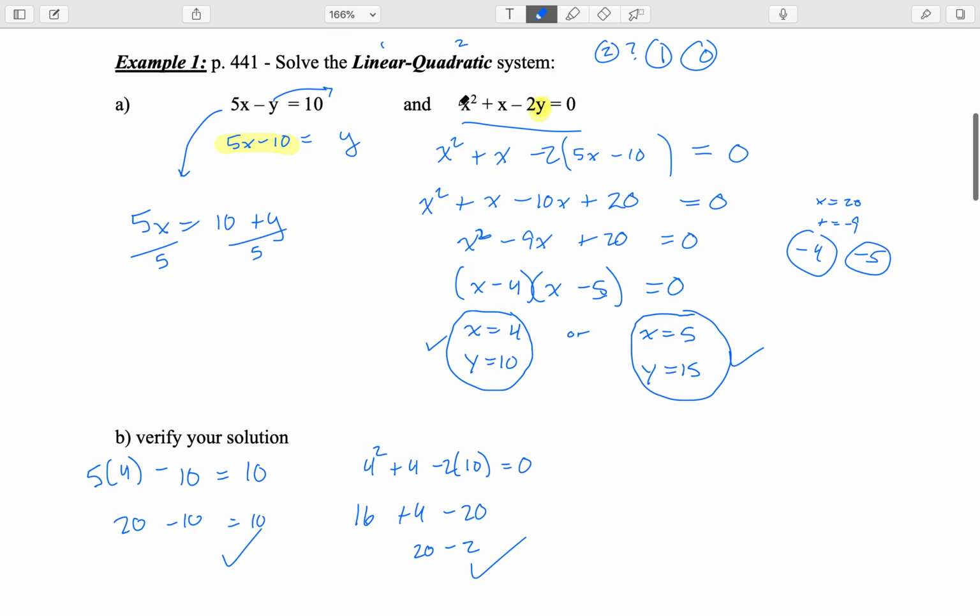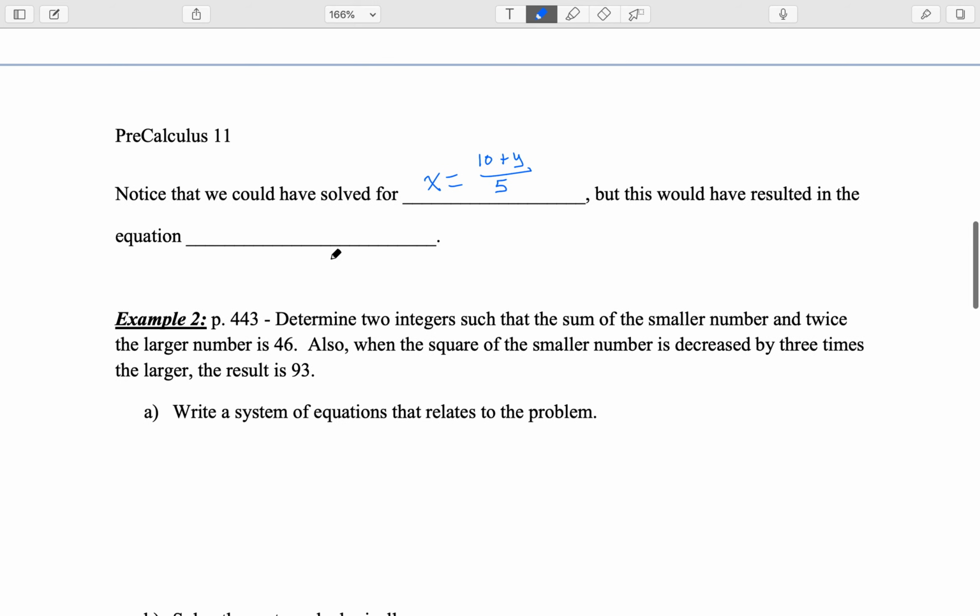Then I would have substituted into here. So I'd square it, plus the number, minus 2y. So I would have had this equation: (10 plus y over 5) squared plus (10 plus y over 5) minus 2y is equal to 0. This is ugly. I mean, yes, it'll still work. I could expand this stuff out if you really love fractions and you like doing binomials, but you know what? It was way easier to do it the other way.